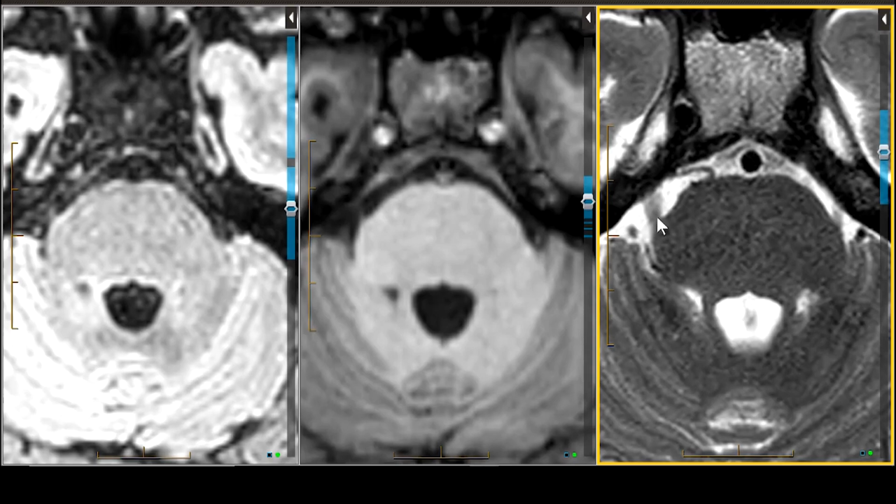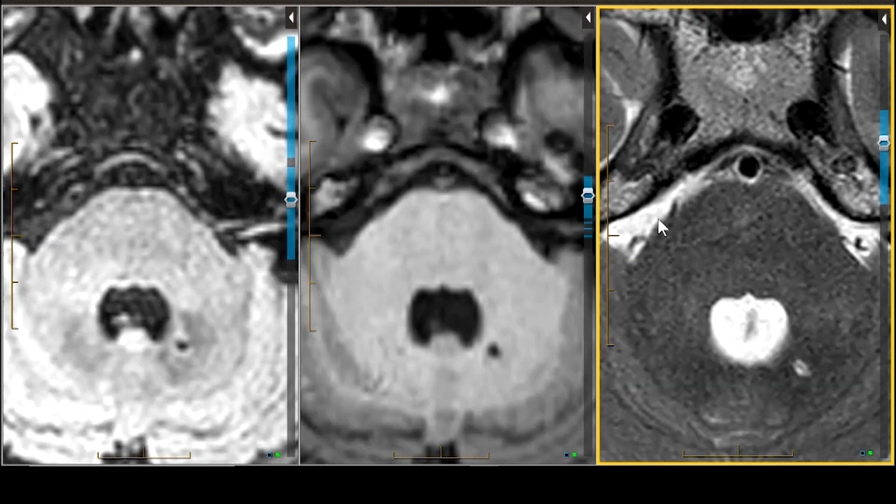There's the apparent origin of the portio major, the sensory component of the trigeminal nerve. Now let's show you where it goes. I'm going to go down one cut, just a little bit, and I'm going to go posterolateral. So I'm anterolateral to the fourth ventricle, but I'm in the posterolateral aspect of the pons relative to the midline.